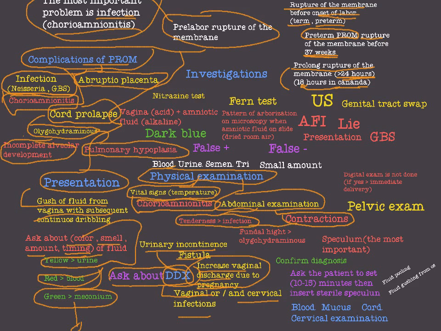Fundal height, okay, because in most cases of rupture of membrane, it will be decreased because of oligohydramnios. All fluid will be gushed, or a load of fluid will be gushed. So we'll have a decrease in fundal height, and this is an implication of rupture of membrane. So: tenderness, fundal height, contractions, and speculum examination.